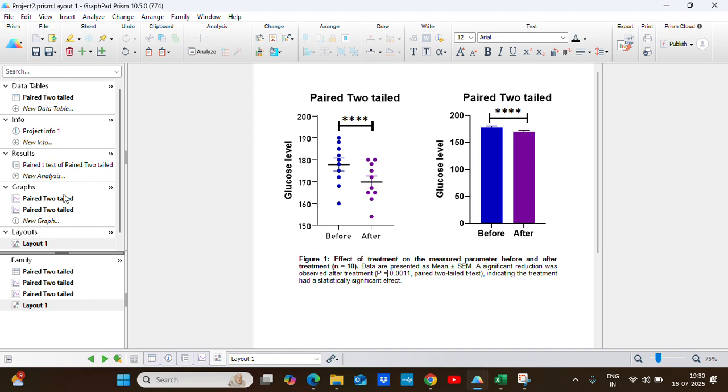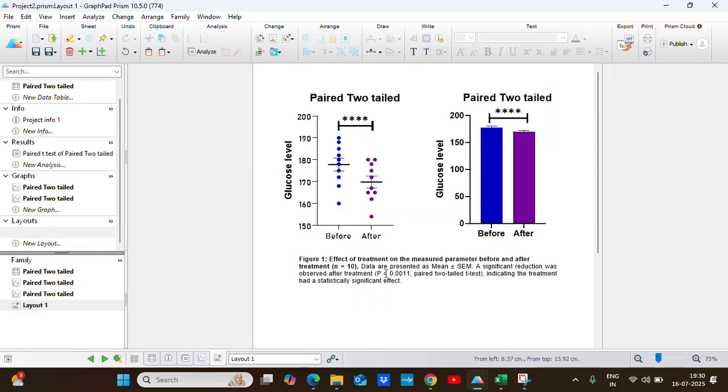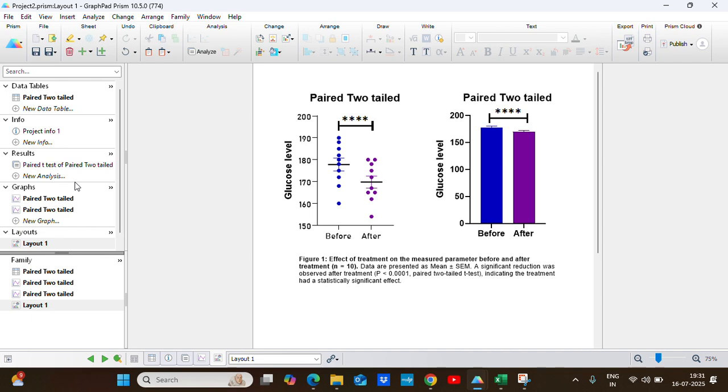P, now we have to see in the result, P value less than 0.0001. Paired t-test is indicating the treatment has a statistically significant effect. So based on your data, you can modify this. I just showed you one example. Right, this way. Now this is one set of example.